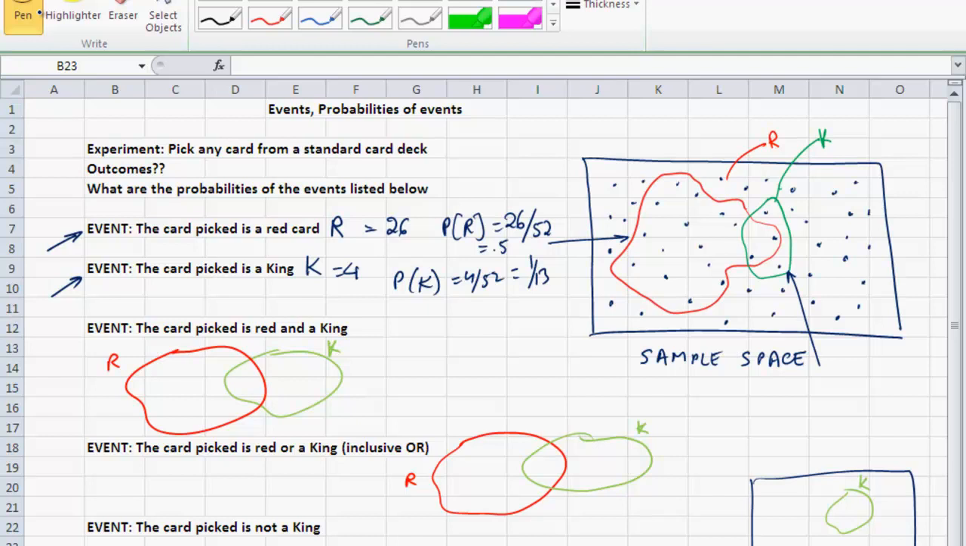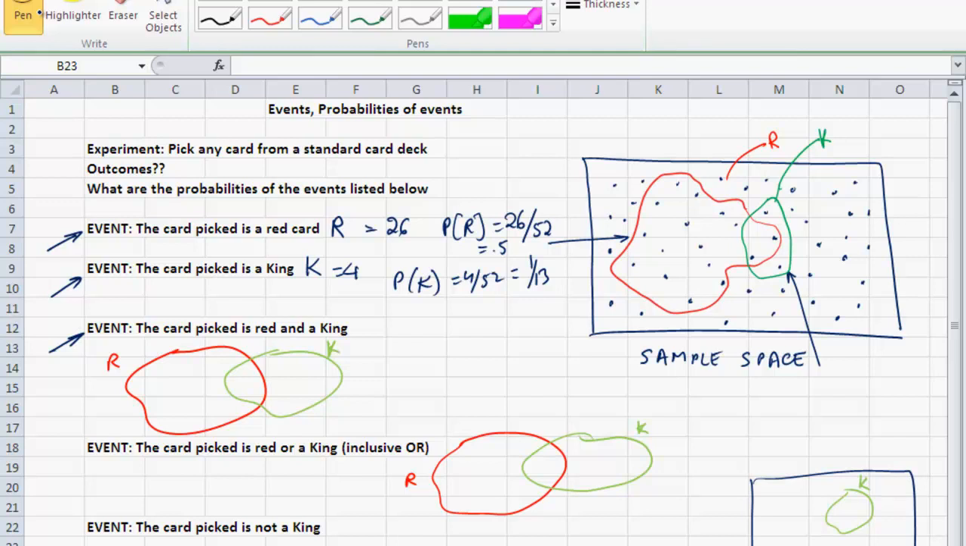So now we have these two particular events R and K. Let's define a combination of these two events. I want to know what is the probability that this one card that is picked is a red and is also a king. Now if we draw these two shapes again, R representing the set of outcomes that match the event R, namely the card is a red card, and the green shape representing the event that the card picked is king.